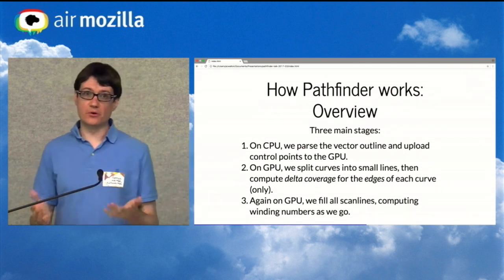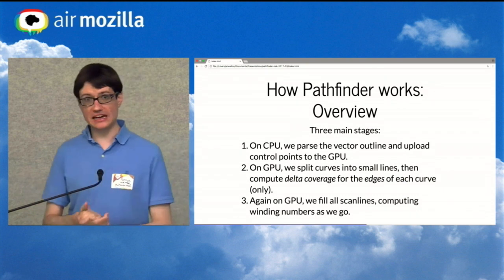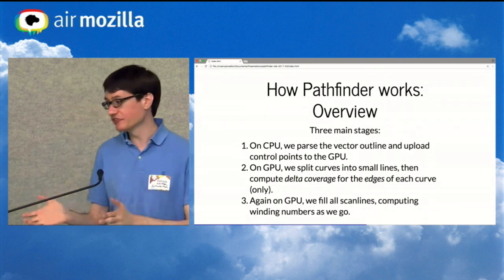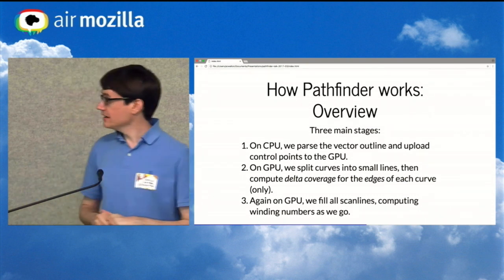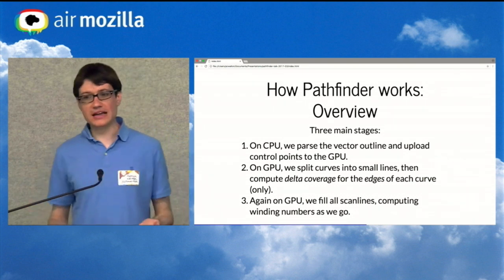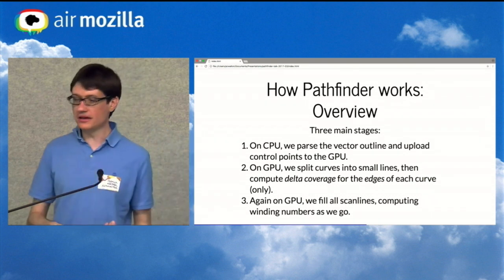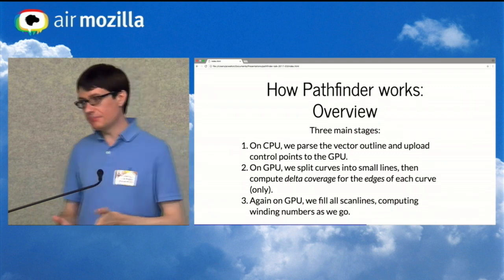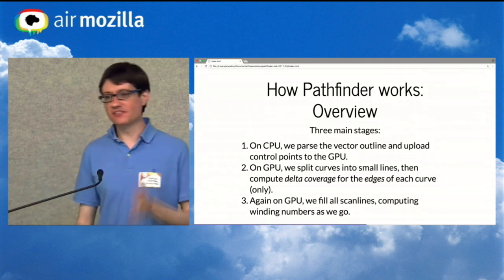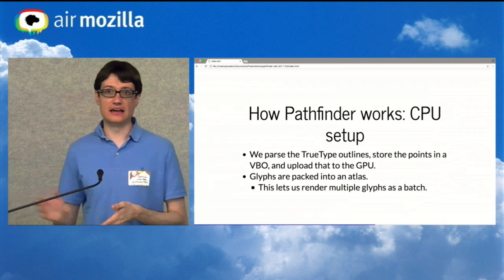And the second one is on GPU. We split up the curves, and we compute delta coverage, which I'll explain in a minute. And finally, we have a separate fill step. So whereas some algorithms have 1 step, this actually has 2. But that gives us a lot of advantages, as will become clear in a minute.